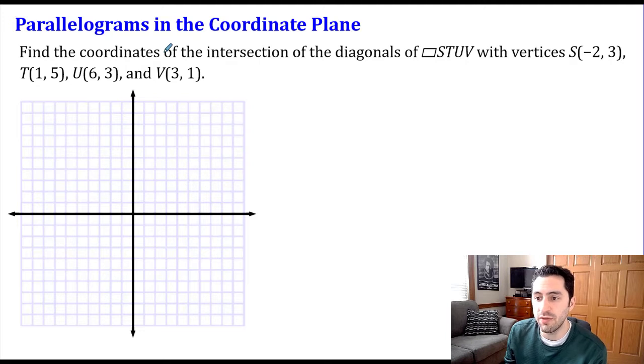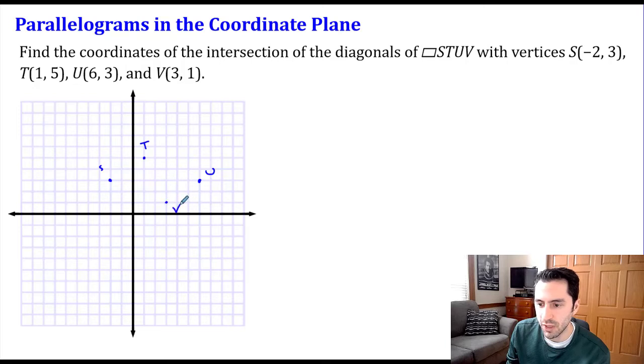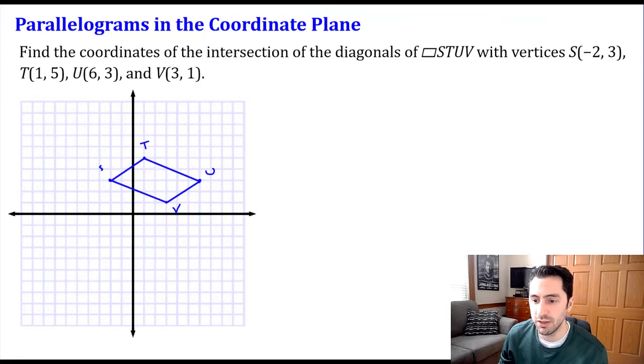So let's start by graphing this parallelogram to see what we're working with. So our first vertex is at (-2, 3). So this is S. T is (1, 5). 1, 2, 3, 4, 5. (6, 3) for U. 1, 2, 3, 4, 5, 6, and 3. And lastly, the point V is at (3, 1). So here's our vertices, and I'll connect these together with some segments to form our parallelogram. All right, so here's our parallelogram.